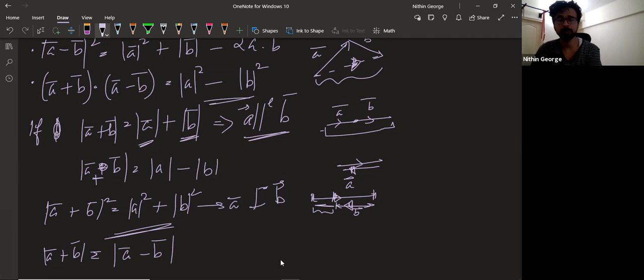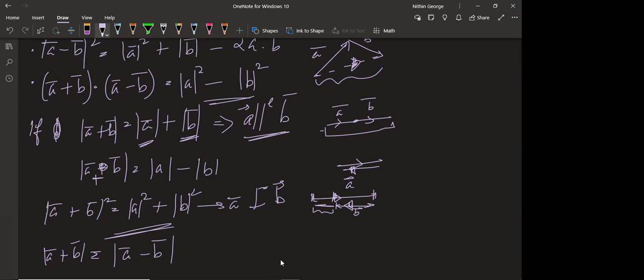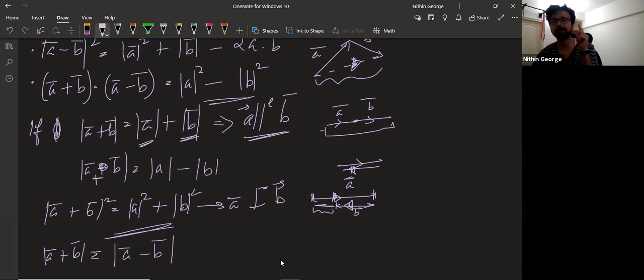Guys, we did this question before. Consider A and B to be some sides of a parallelogram. What happens here? A plus B and A minus B are the diagonals of the parallelogram. Now it's given that the lengths of the diagonals are equal. Are you following what I'm saying here? Last class we did this. A and B are two random vectors. To form a parallelogram out of it, the diagonals that you get are A plus B and A minus B. Now it's given that both diagonals are equal. It means you are looking at a rectangle.